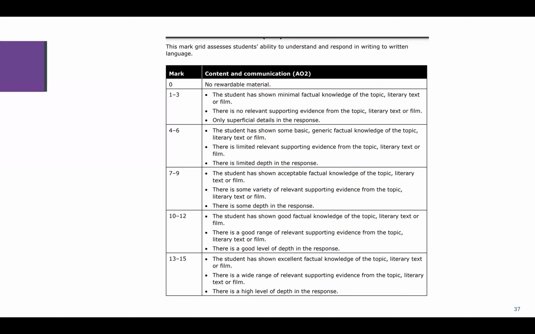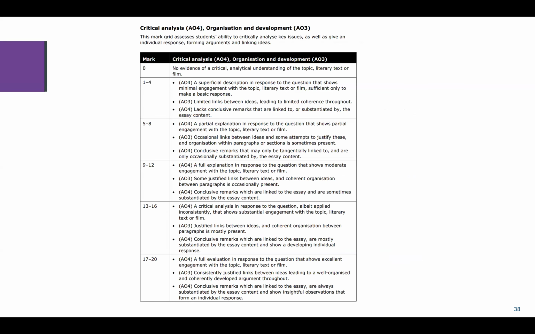So, that's good factual knowledge. You've got to make sure you've got good. So you don't want to limit that too much, but you do then need to give evidence from the text, and you need to show that you've got this good response. So then the critical analysis, and this is the one that causes the most problems, I would say.